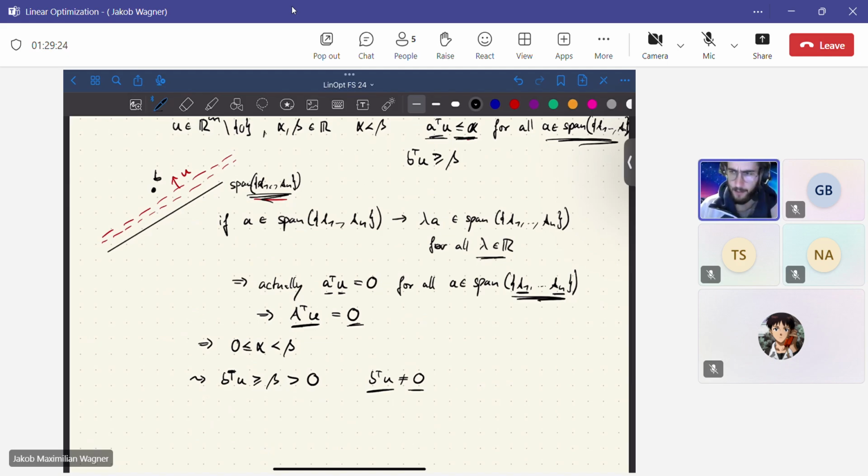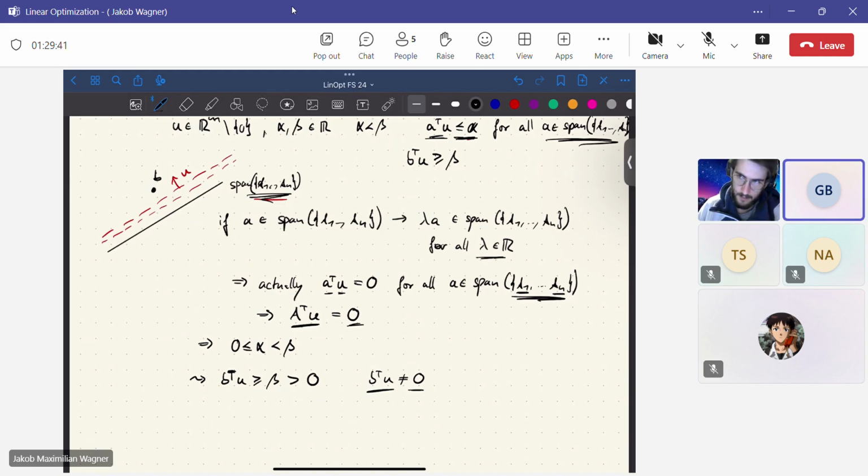Questions regarding this proof? So yes. So we reformulated Farkas lemma, right? Yes. And in one case we used Farkas lemma itself, right? And in the second case we used the separation theorem.